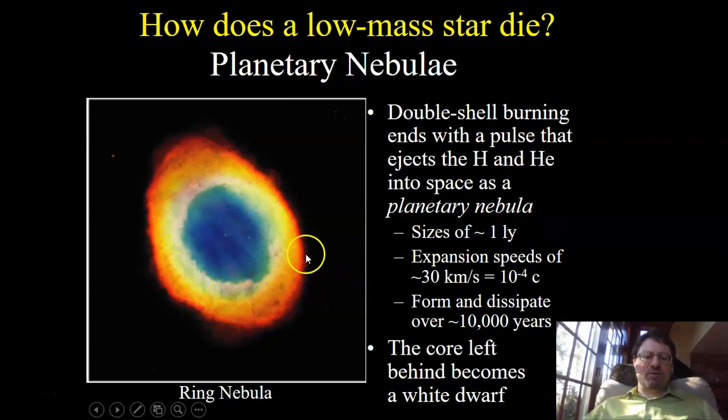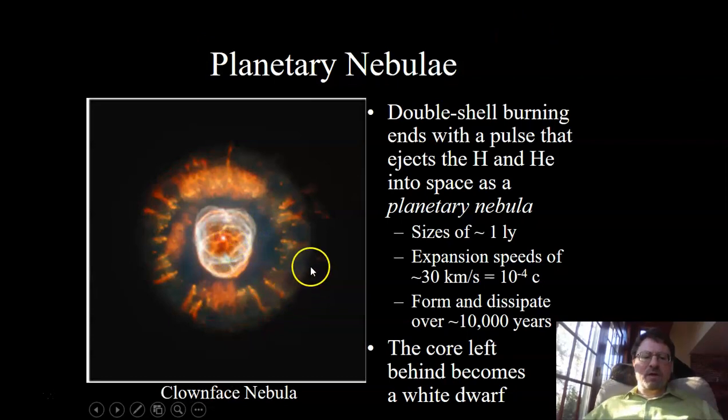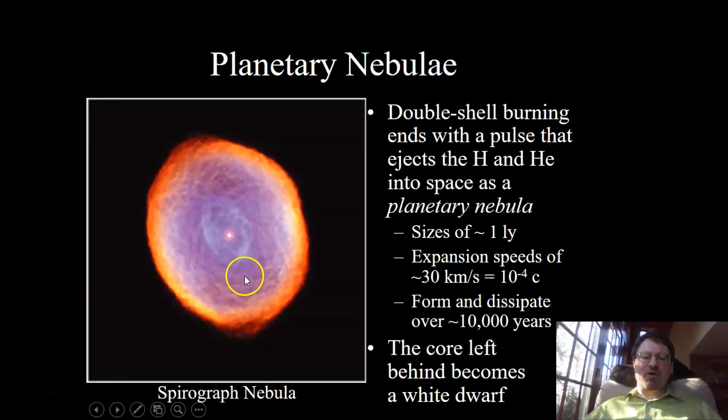So this is the Ring Nebula, a famous planetary nebula in Lyra, the Harp constellation, which has a white dwarf in the middle. There's the Clown Face Nebula, the same one we saw in today's astronomy picture of the day. The Spirograph Nebula.